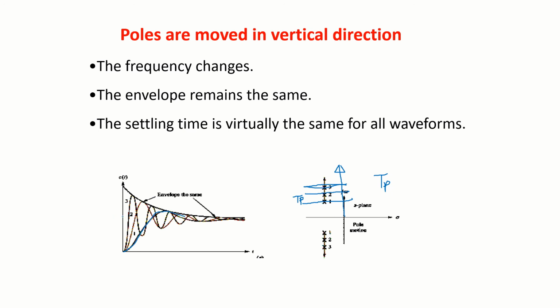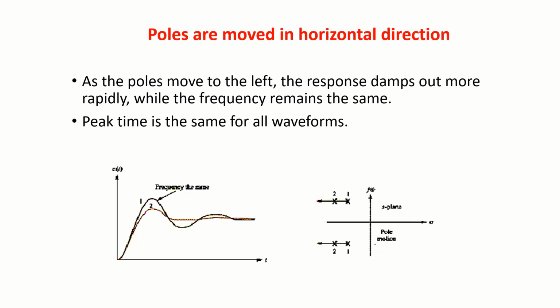If I draw a line like this, maybe this is the peak time. If you move up, peak time decreases. Move up, peak time decreases. The frequency changes, the envelope remains the same. The settling time is virtually the same for all waveforms. I said this is a constant settling timeline. That is also there.